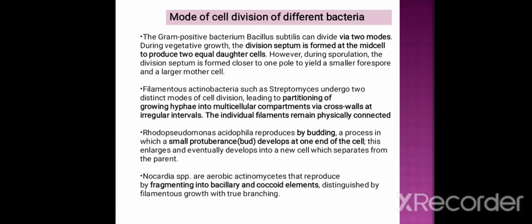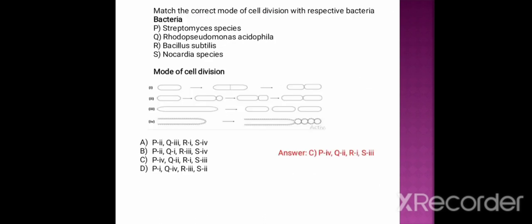Next one is the filamentous actinobacteria. Streptomyces undergo 2 distinct modes of cell division, leading to partitioning of growing hyphae into multicellular compartments via crosswalls at irregular intervals. The individual filaments remain physically connected. For Streptomyces, P is equal to 4, that is individual cells are connected or attached to each other. So for P, that is Streptomyces species, it is option 4. Here in the answer P is option 4.